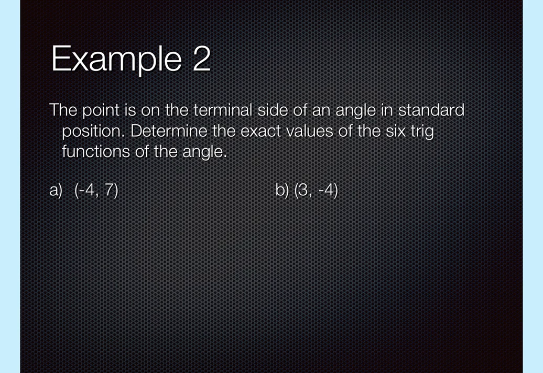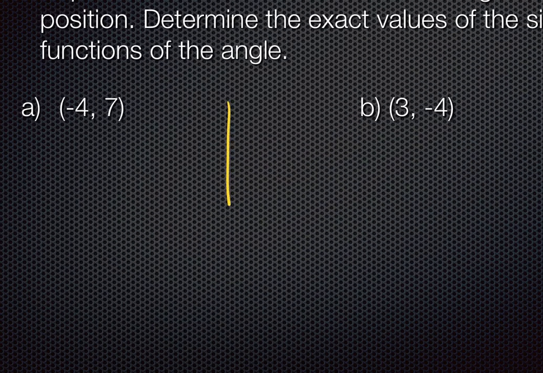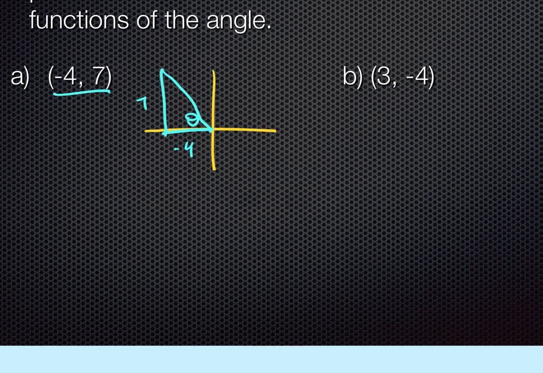All right, example 2 just takes it one step further because it doesn't give you the diagram yet. The point is on the terminal side of the angle in standard position. Determine the exact values of the 6 trig functions. So if I have a coordinate point at -4, 7, that means I'm moving left 4, I'm moving up 7. So my theta goes there. Is there a triple with 4 and 7? No. So how do we find that third side?